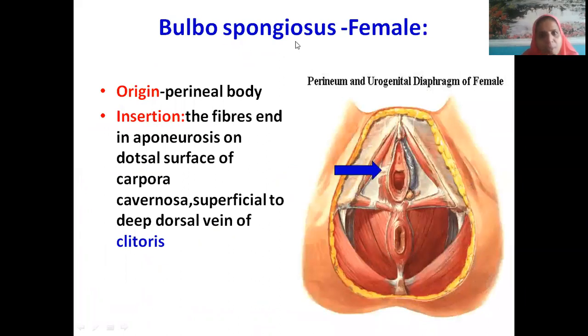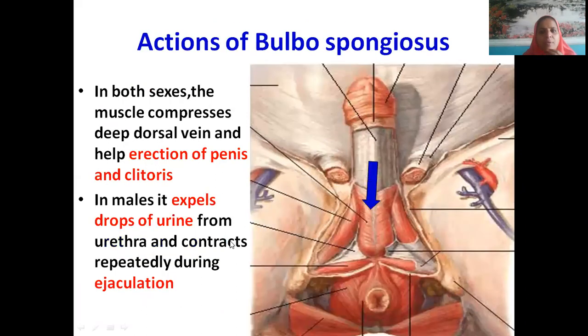That is bulbospongiosus. In females, it is a little smaller. The origin is the perineal body. Where do the fibers get inserted? In case of females, they get inserted into the clitoris. The action of bulbospongiosus, as I told you, is erection of the penis and clitoris. And in males, it also helps in the expulsion of the last drops of urine from the urethra.